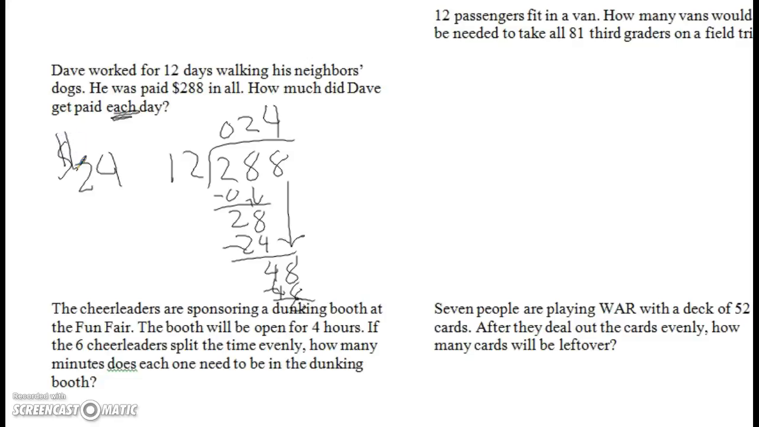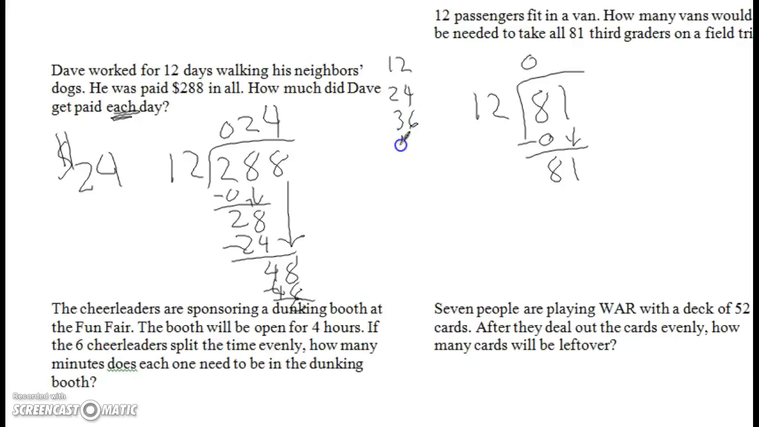12 passengers fit in a van. How many vans would be needed to take 81 third graders on a field trip? So I'm taking 81 divided by 12. And if I count by 12s: 12, 24, 36, 48, 60, 72, 84. 84 is too much, so I can take 72, and that's 6, with a remainder of 9.